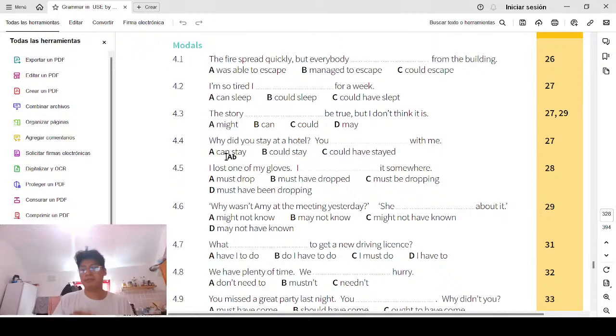So models. The fire spread quickly, but everybody was able to escape from the building, or but everybody managed to escape from the building, or everybody could escape from the building. So the correct answer is was able to escape, and also managed to escape.